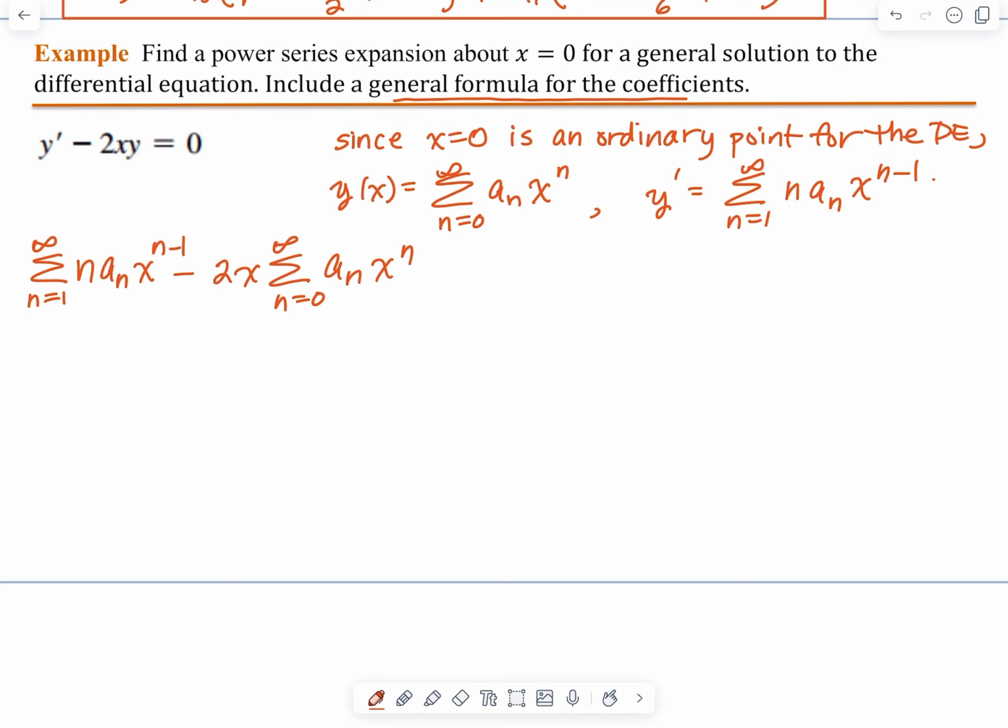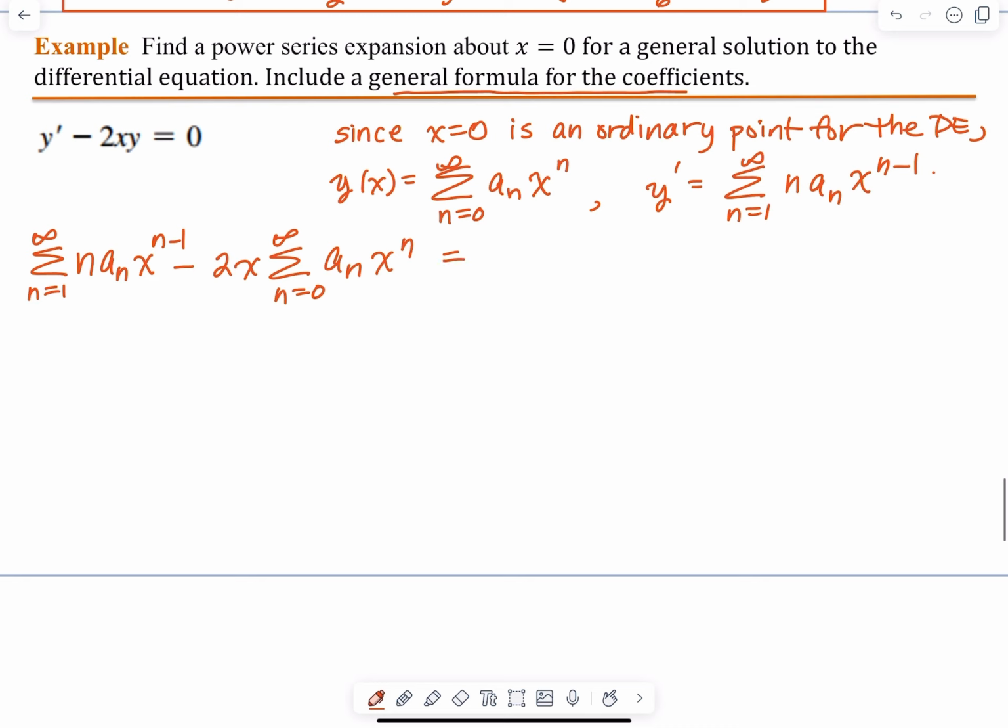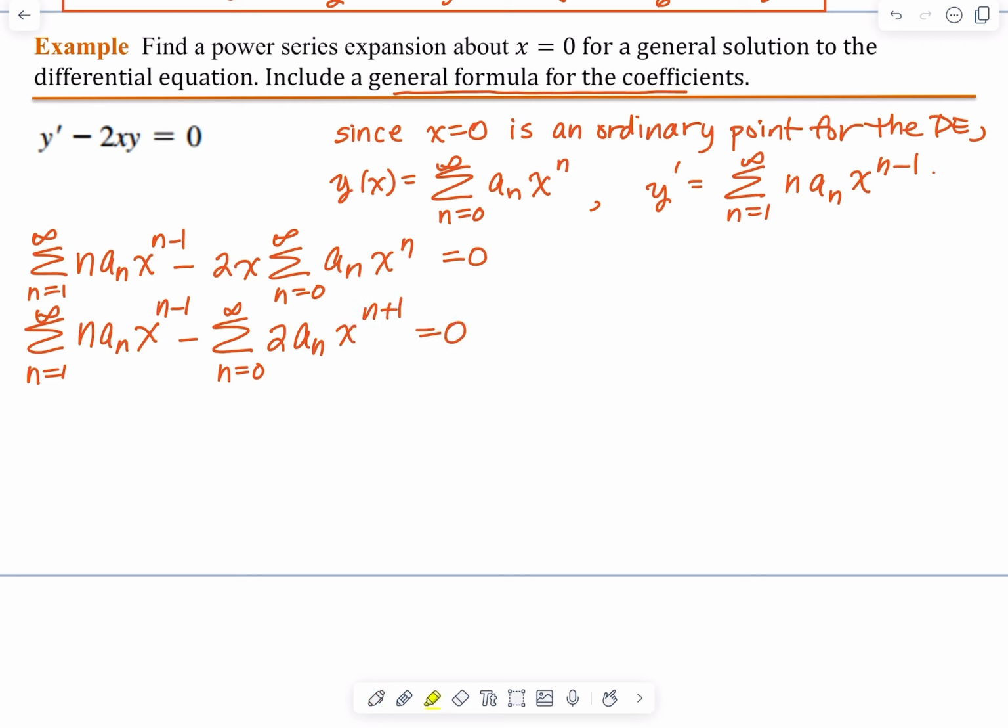And this is equal to 0. So now we have n equal 1 to infinity, n a sub n x to the n minus 1 minus, and let's bring that 2x into our sigma notation. So we have 2 a sub n x to the n plus 1. So keep in mind, we would like these powers of x to be the same.